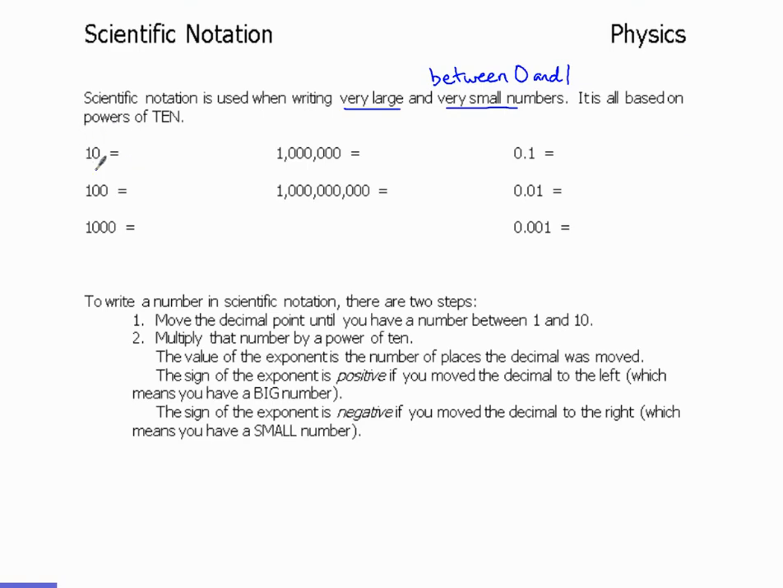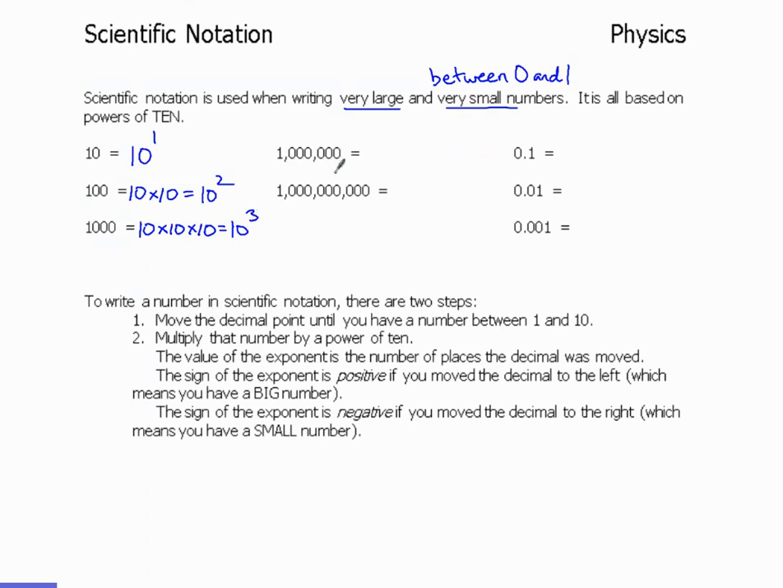So first off, we have 10. This would be 10 to the first power. It's not 10 to the 0 power. That would be 1. Anything raised to the 0 power is 1. So 10 is 10 to the first power. 100 is 10 times 10, or what we would call 10 to the second power. With 1,000, 10 times 10 times 10, it's 10 to the third power.